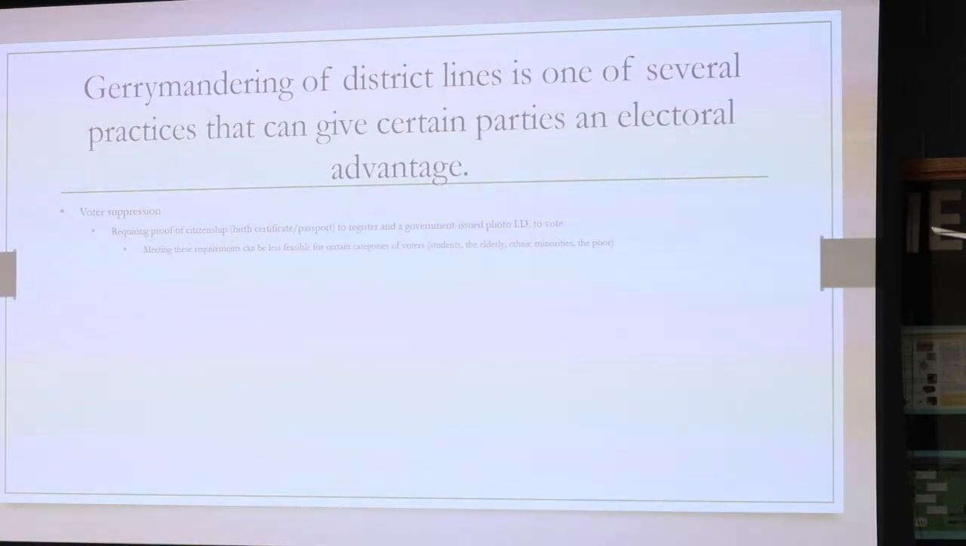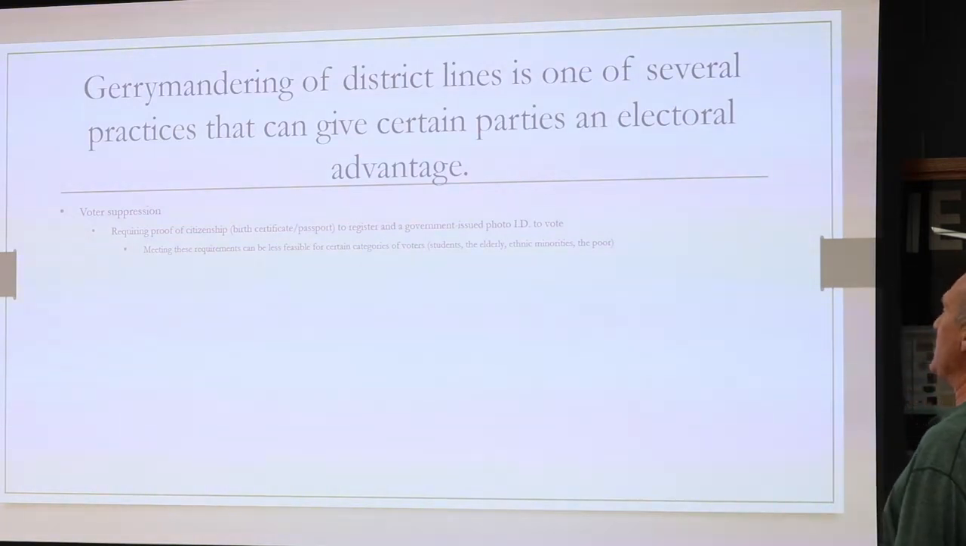So gerrymandering is one of several practices that give certain parties an electoral advantage. So voter suppression, these voter suppression strategies are a more recent phenomenon. And there's going to be several of these that are possible for parties to capitalize on.